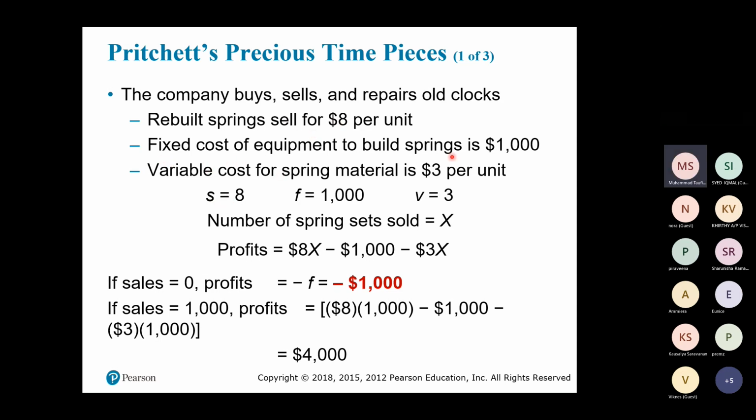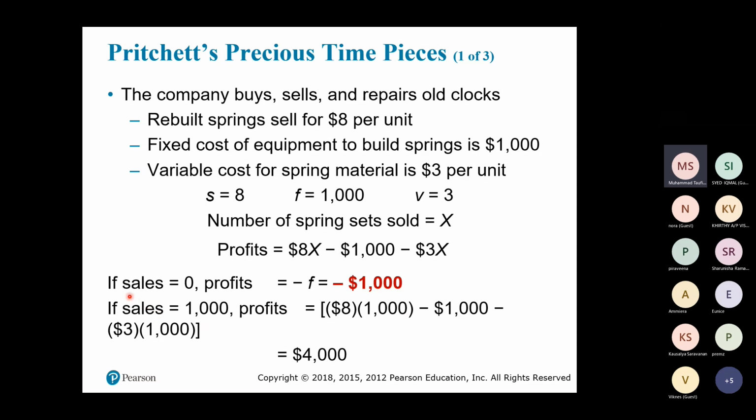And then fixed cost is 1,000 ringgit, so F is 1,000 ringgit. And then the variable cost for the product is $3, so V is equal to 3. So now what you don't know is the value of X. So now you replace all the values into the equation. So profit is equal to 8X minus 1,000 minus 3X. So how to solve for the value of X? Here is the start of the solution.